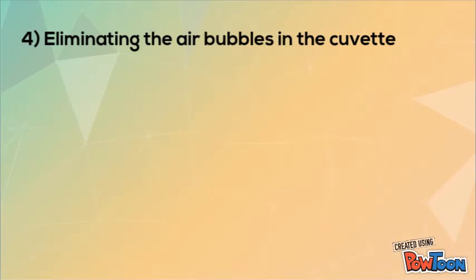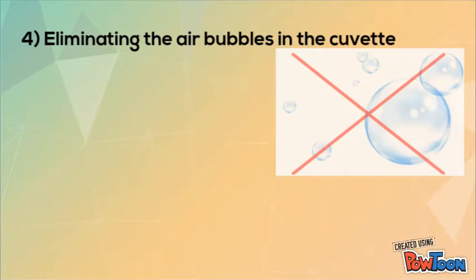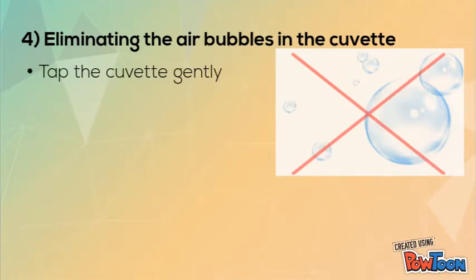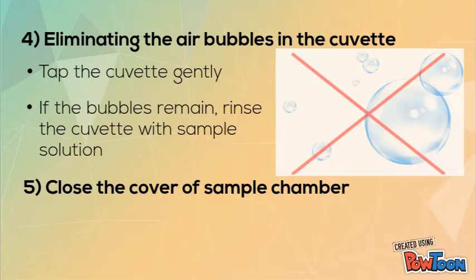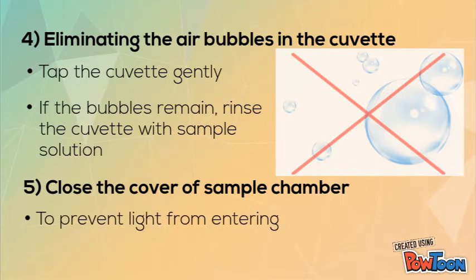The analysis can be improved by eliminating the air bubbles inside the cuvette. Tap the cuvette gently or use a needle to prick the air bubbles. If the air bubbles remain, rinse the cuvette with sample solution. The cover of the sample chamber should be closed completely to prevent light from entering the chamber and hence increase the accuracy.